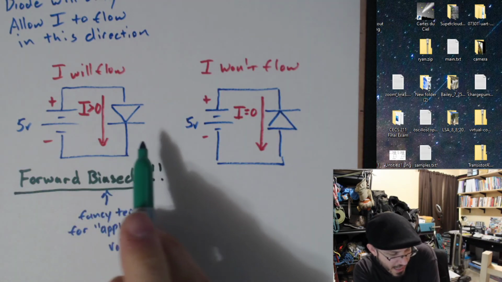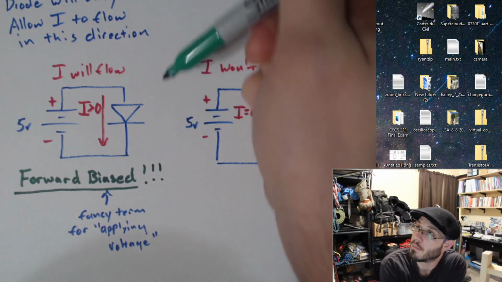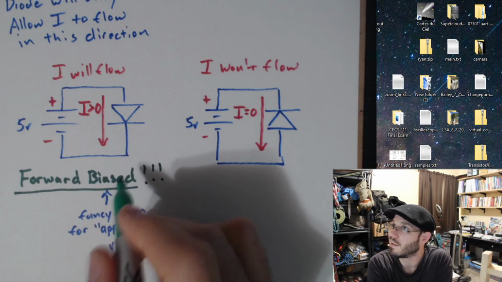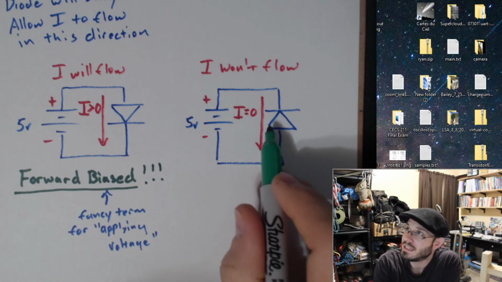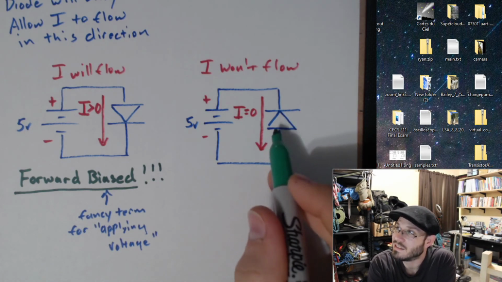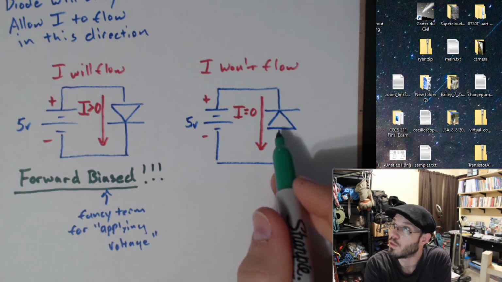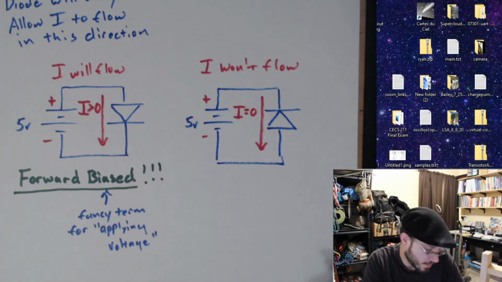Okay, so forward biased, this is the key word, please. When you see a diode configured such that the current is permitted to flow through it, we will always call that forward biased. Okay, now if the diode is orientated such that it will not permit the current to flow through it, in this case, this is reverse biased.